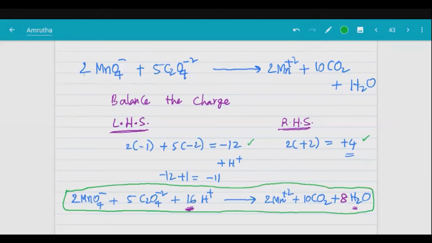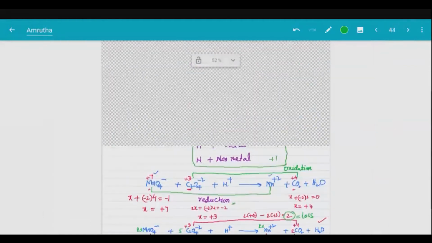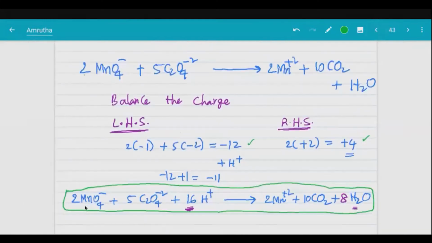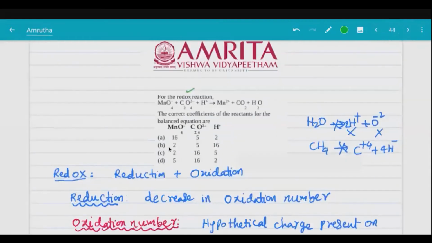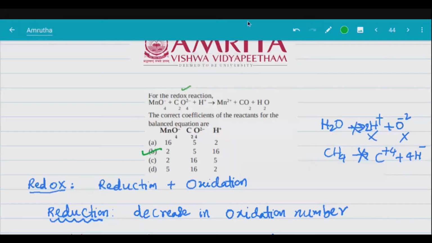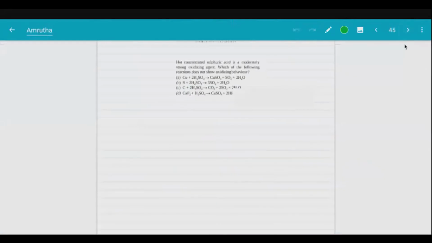So we got the answer, right? What is the answer? They're just asking for coefficients. What is the correct option? Look at this. We got coefficients 2 for MnO4 minus, 5 for C2O4 minus 2, and 16 H plus. This is option B. Done. Everything is clear, right? Exactly, B. Next question.